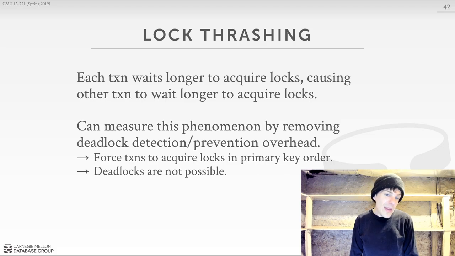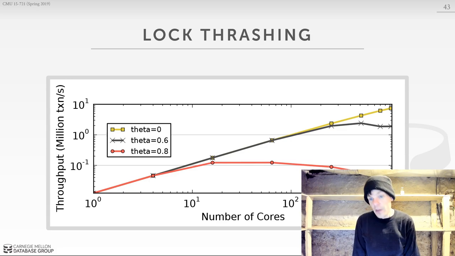One way we can measure this phenomenon in our system is to have our transactions acquire locks in primary key order. Say I have locks A, B, C, and D. Anybody who wants to acquire a lock on A and B has to acquire A first before B, B before C, and C before D. If you enforce this, which you can't do in a real system, you ensure that there are never any deadlocks, and that you're really only waiting for the transaction in front of you to release its locks, and it's not waiting for you. If you do this in the simulator, you end up with curves like this.